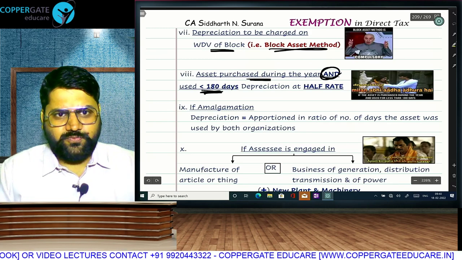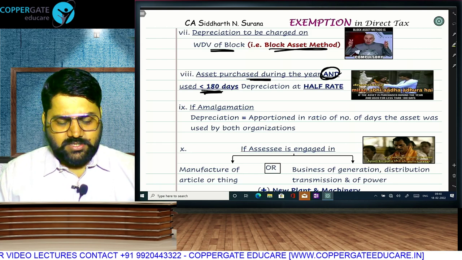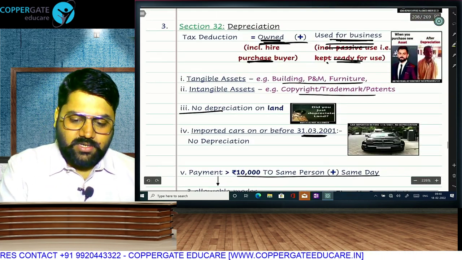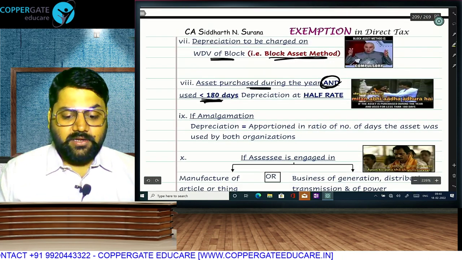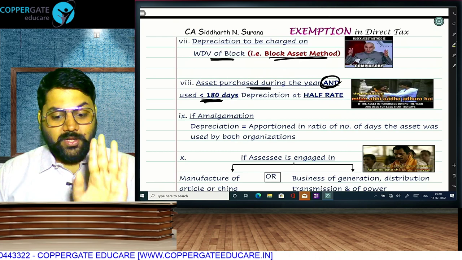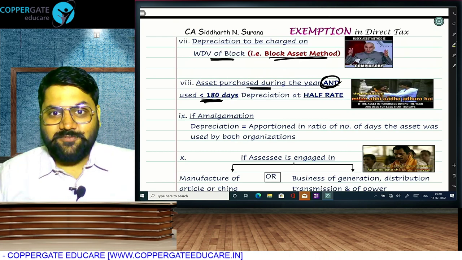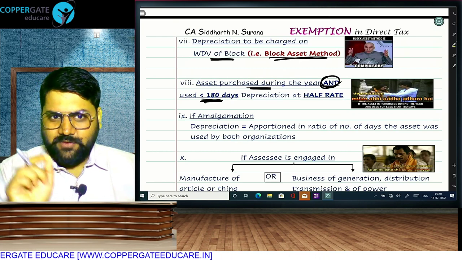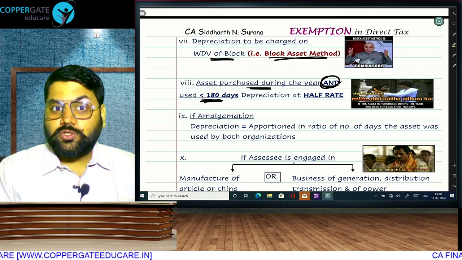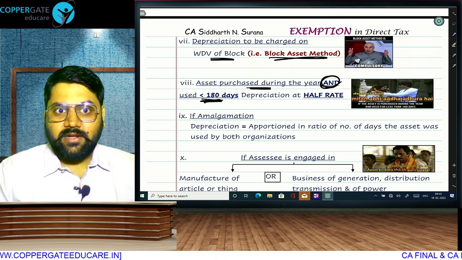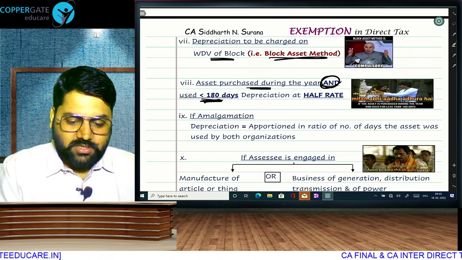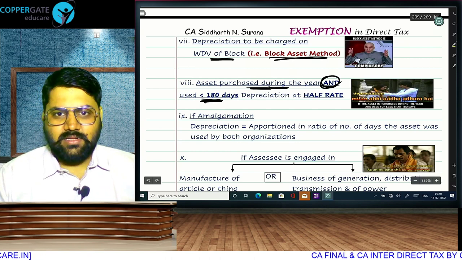So, if you purchase and use for more than 180 days, then full depreciation. If you purchase and you don't use at all, then you have not fulfilled this condition, so no depreciation. Next year, you use it, whether more than 180 or less than 180 days, full depreciation. Because for half rate, both conditions have to be fulfilled in the same year. So, be careful. There have been cases where the institute tested this. Asset purchased in year 1, used from year 2, less than 180 days. In year 2, it will be full depreciation, because for half rate, both events should take place in the same year.